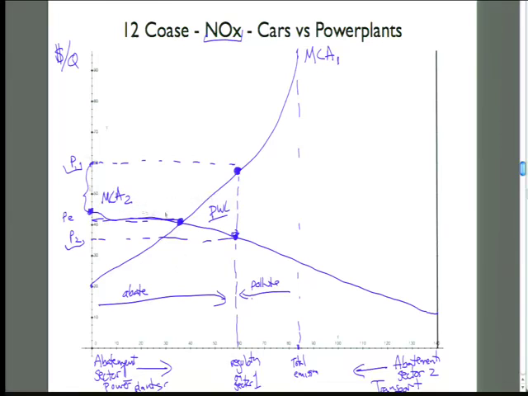So yeah, there's a price up here which is way above where cars would have completely abated the whole amount. And at the quantity where the regulators picked, it would have cost far less to have cars abate. All right, now let's go to the one like problem set 4.